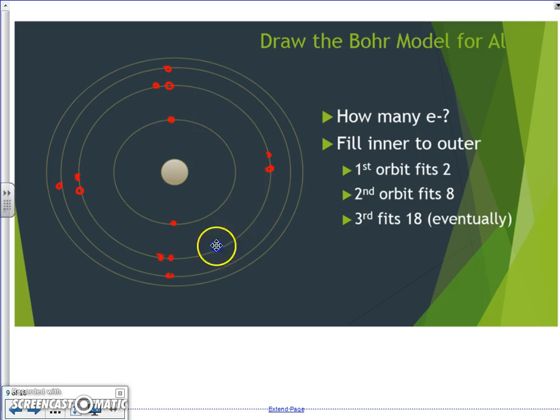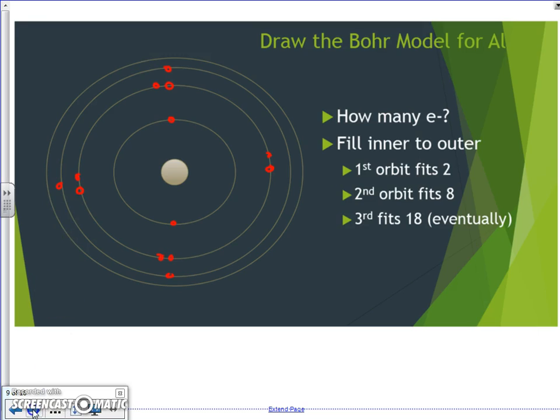So once that was full, I moved to the second one, put my 8, it was full. I moved to the outer one to finish up, to get those extra 3. So that is the Bohr model for aluminum. Notice I didn't even have any in the fourth ring. I didn't need that space.